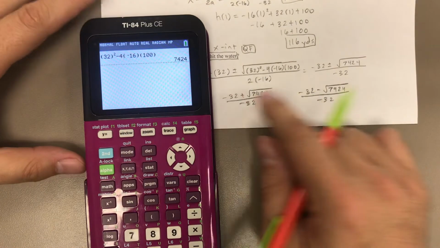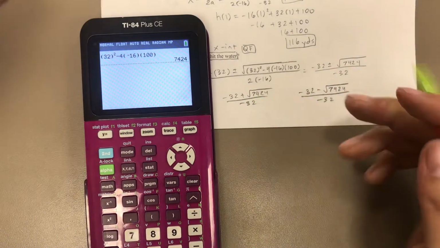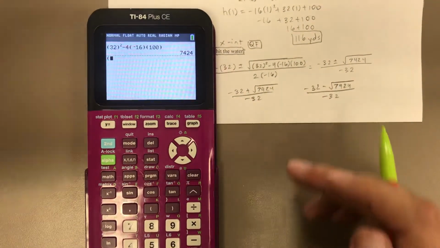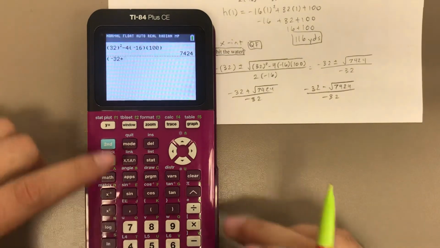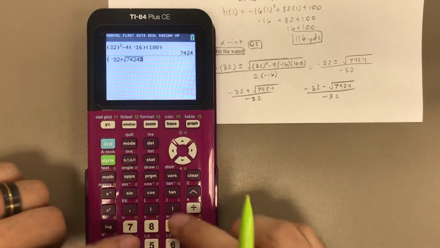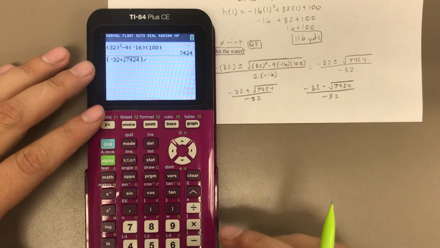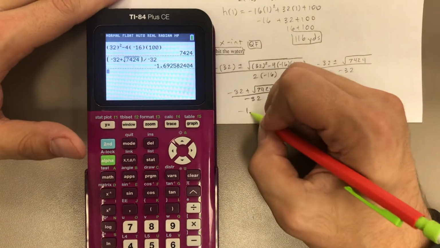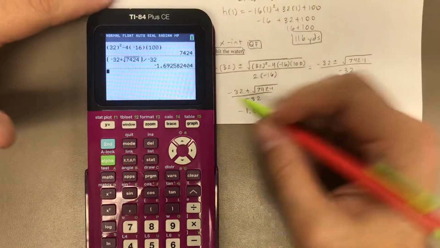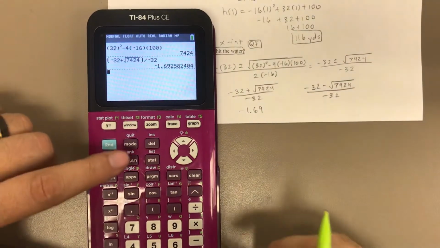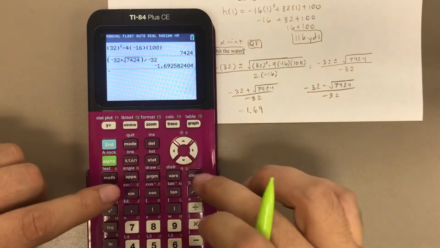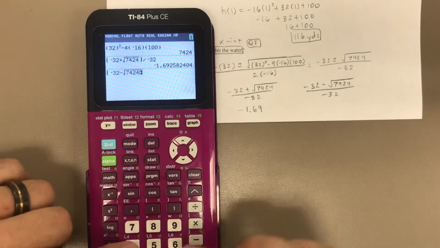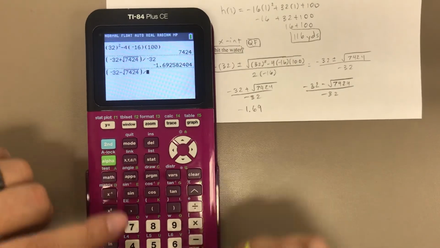So we're going to type this in first. Since I've got two numbers adding on a fraction, I've got to make sure that I have parentheses around the top. So parentheses, and then we've got negative 32 plus the square root of 7424, and then divide that by negative 32. And hit enter, and we get negative 1.69. Okay, I'm just going to round it to the hundredths place. Now I'm going to do this one as well. So I've got parentheses, negative 32 minus the square root of 7,424, and parentheses over negative 32.